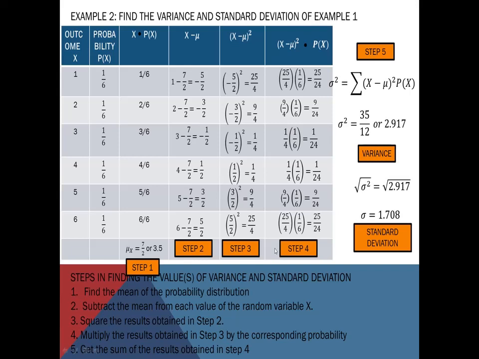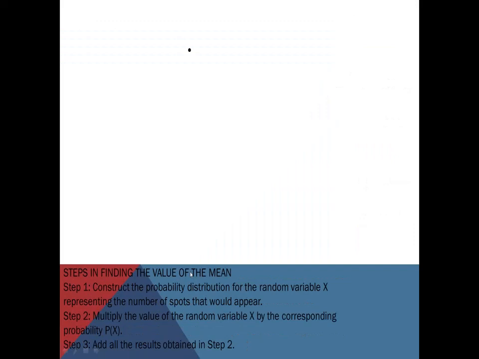Okay, so that is how we get our mean, our variance, and standard deviation. It is quite lengthy, especially if there are many outcomes. But it's simple if you just follow the steps and are careful with the signs. Okay, let's go on now to the next example.